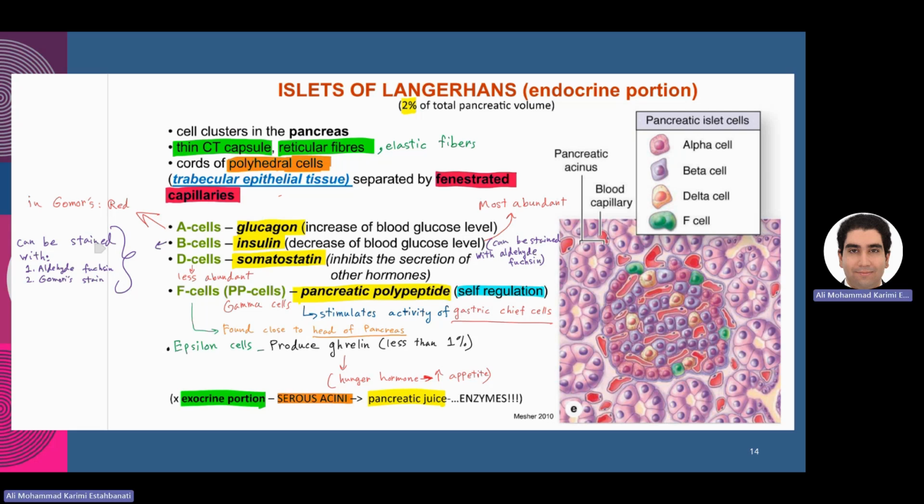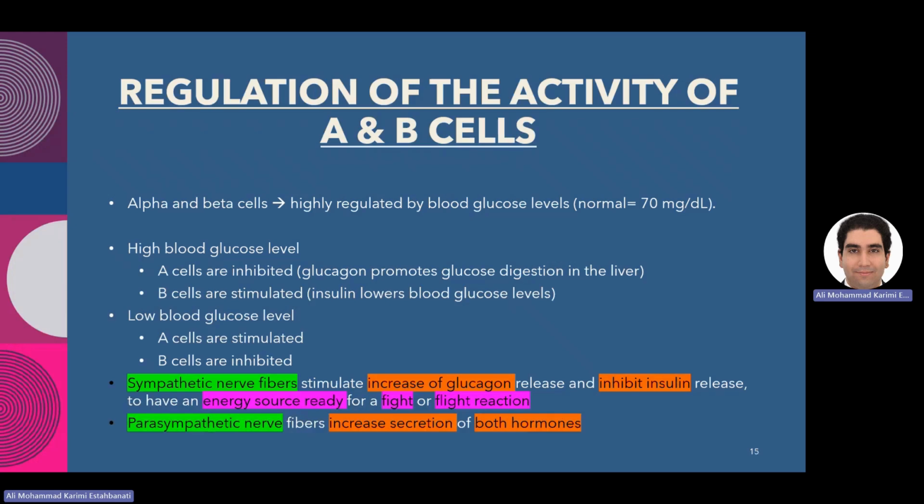So guys, this is a pretty good summary of what you need to know about the islets of Langerhans. But some additional things you can remember, or refresh your memory on, I'm pretty sure you know this already, is the regulation of the activity of alpha and beta cells. Their activity is regulated by the level of glucose in the blood, and the normal level is about 70 milligrams per deciliter.